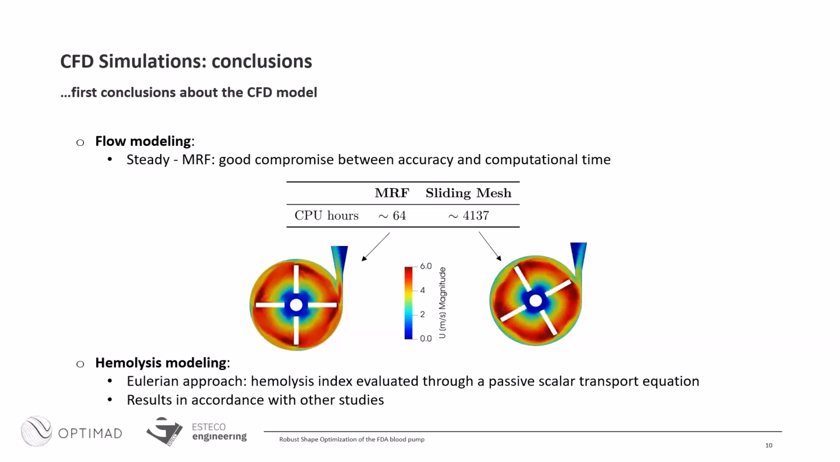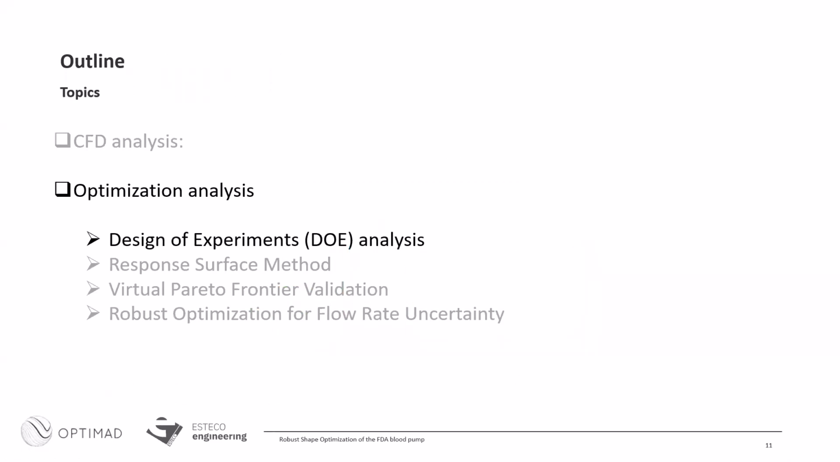First recap. We adopted this steady MRF approach in order to get a compromise between accuracy and computational time. I didn't show it, but we also tested transient simulation with a sliding mesh technique, and as you can see, it is too expensive for an optimization analysis. Concerning hemolysis, we chose the Eulerian approach because it's very fast and we got results in line with the state of the art.